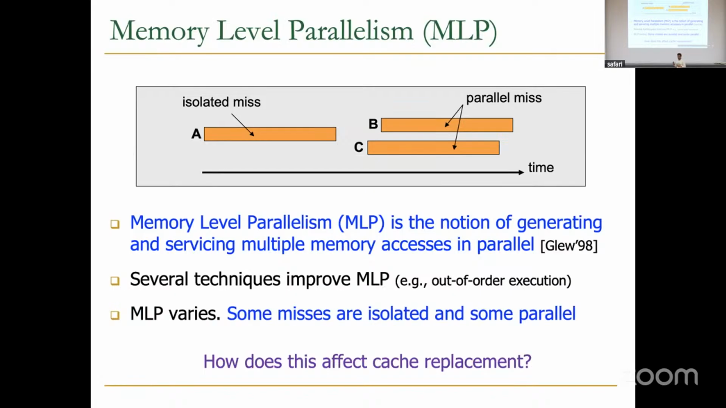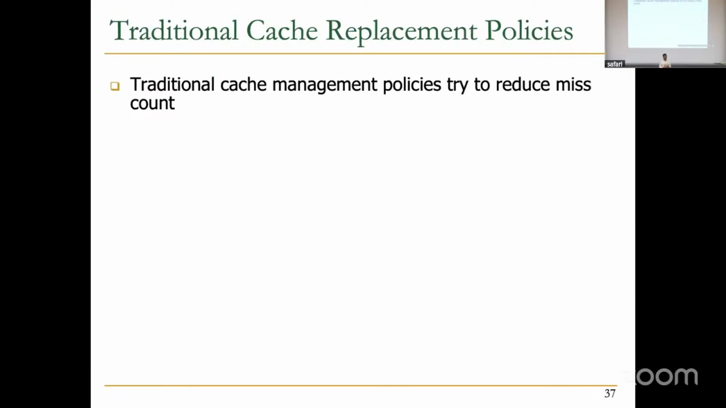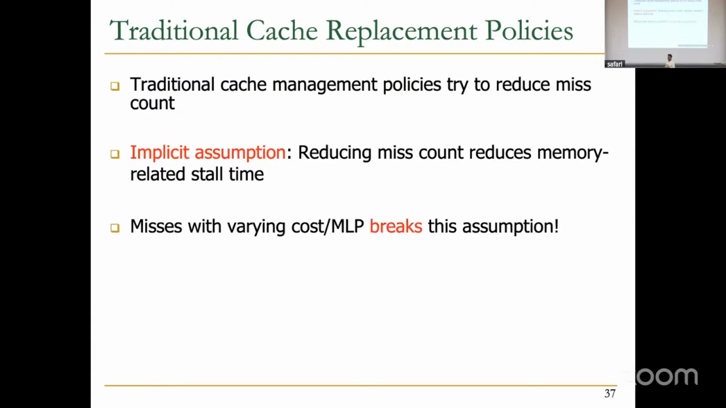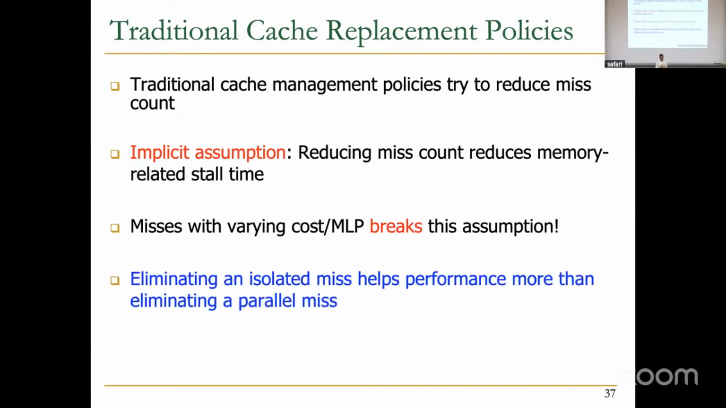Just by looking at this figure, you can ask: is reducing the number of cache misses always going to give you a performance benefit, or are all misses equally important? The answer is no, and that's what this work tries to argue. Traditional cache management policies, even Belady's optimal policy that we covered in the last lecture, try to reduce the miss count. Our implicit assumption was that miss count is always proportional to performance, but that's not the case. As I showed, if you consider memory level parallelism, that breaks the assumption.